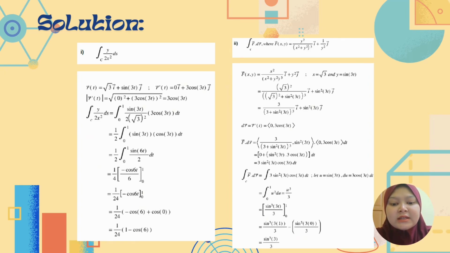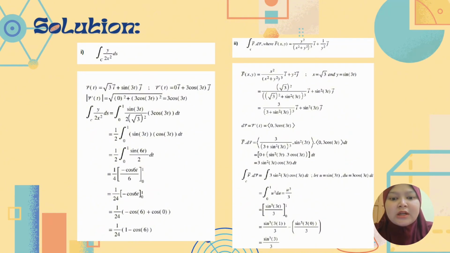Then we get our final answer. For part (ii), integrate F dr, where f(x,y) equals y squared over (x squared plus y squared) to the power of 3/2. First, we have to come up with f(x,y). We know x is cos 3t and y is sin 3t. Then we find r prime, which equals 0 and 3 cos 3t.